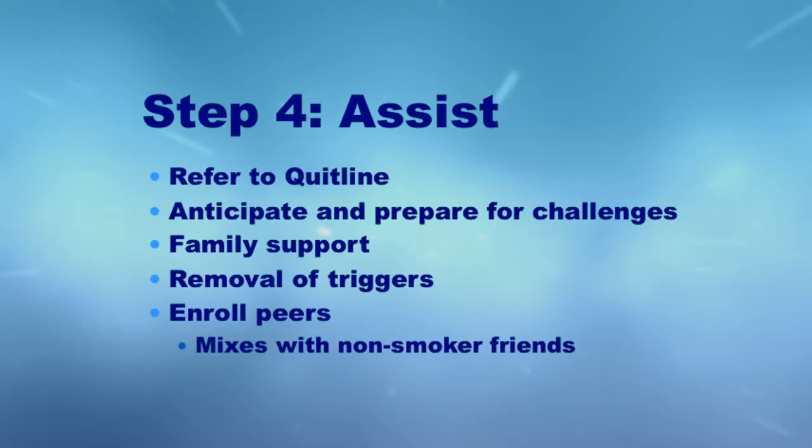Step 4 is about assisting. We can assist with a quit line. In many countries there is a smoking cessation program. These are free, and we should get their help, and we should anticipate and prepare for challenges. We should get help from the family, the spouse, the children, the father, mother, and so on. It is important to remove the triggers.